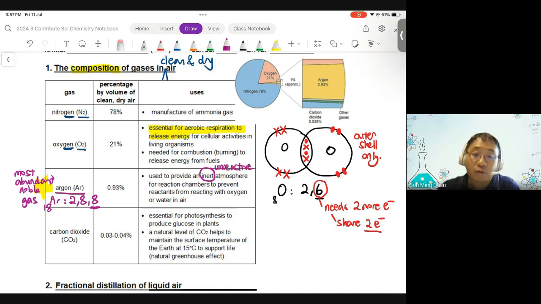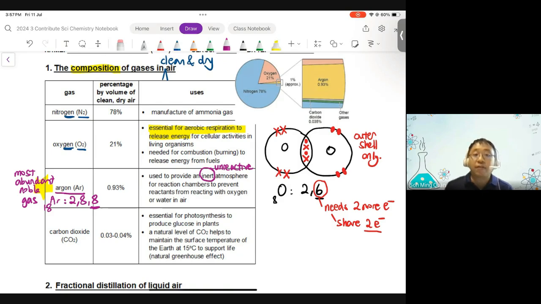So argon is used to provide an inert atmosphere for reaction chambers so that the reactants do not react with oxygen or water. There are certain reactants which react really explosively with oxygen or water, and to prevent this explosion from happening, we typically use argon in the atmosphere to ensure that these things don't explode. Okay, so argon is the most abundant noble gas in our atmosphere.